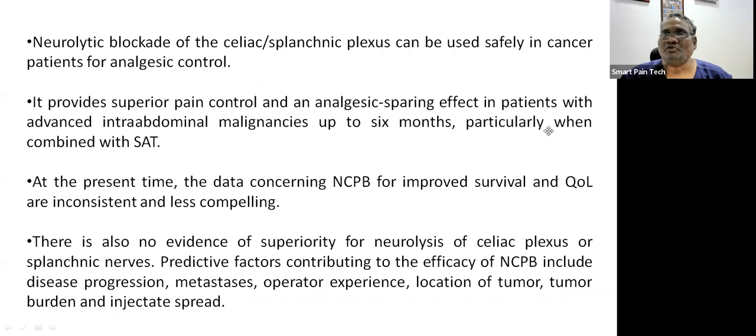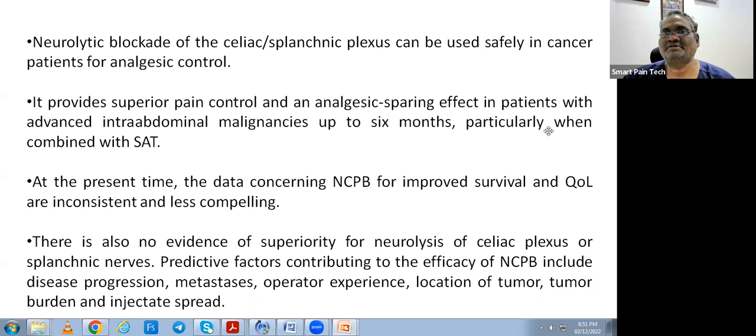Okay. So if you see this, neurolytic blockade of the celiac plexus can be used safely in cancer patients for analgesic control. It provides superior pain control and analgesic sparing effects, up to 6 months. But you see this statement, huh? That's why you have to read the paper properly.